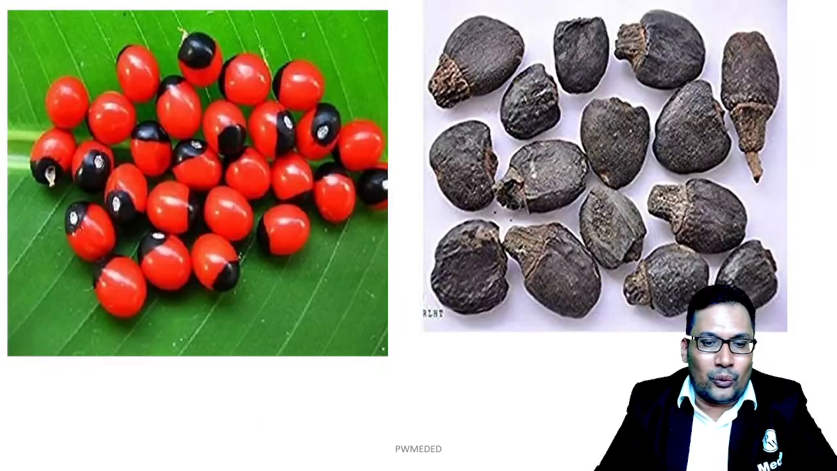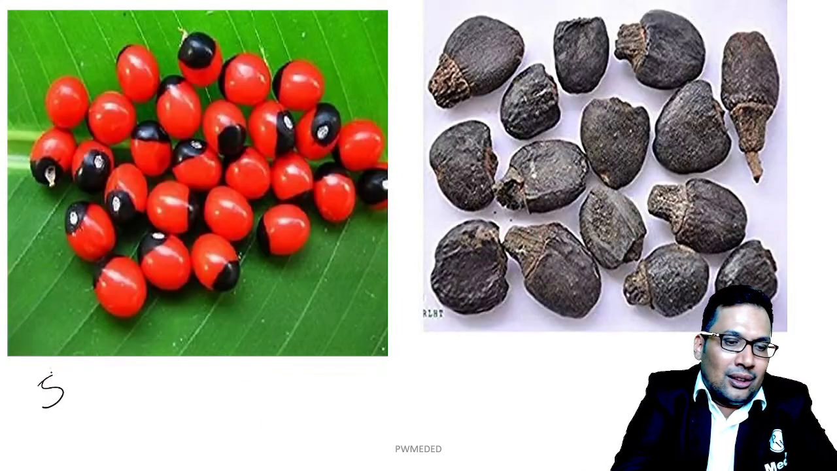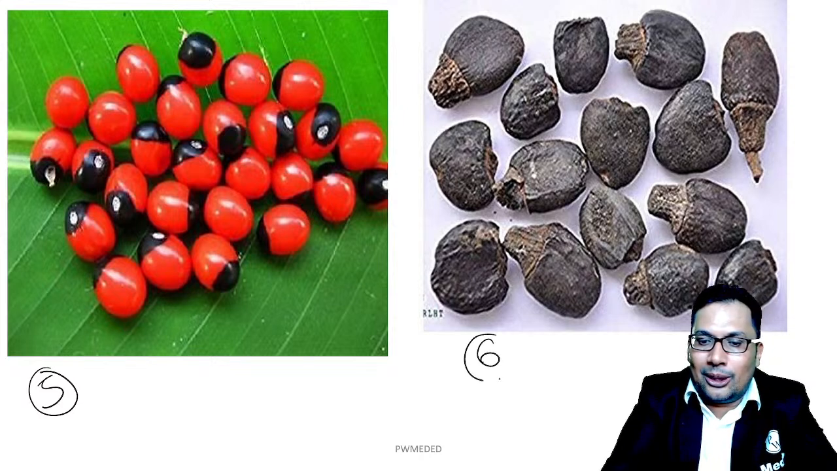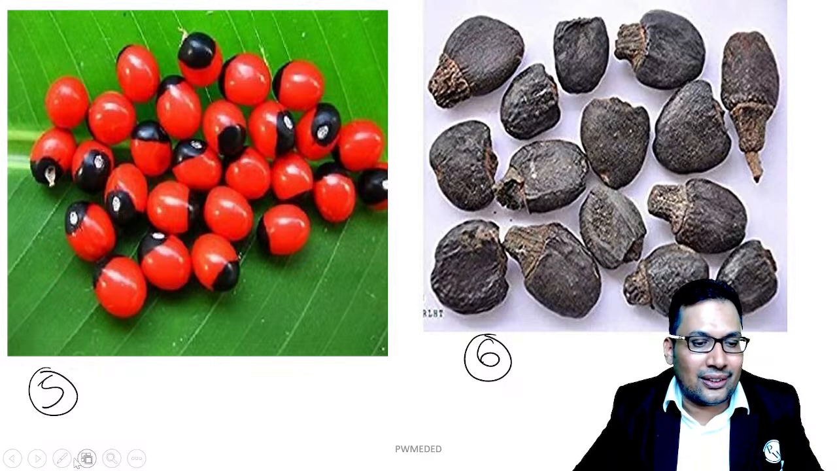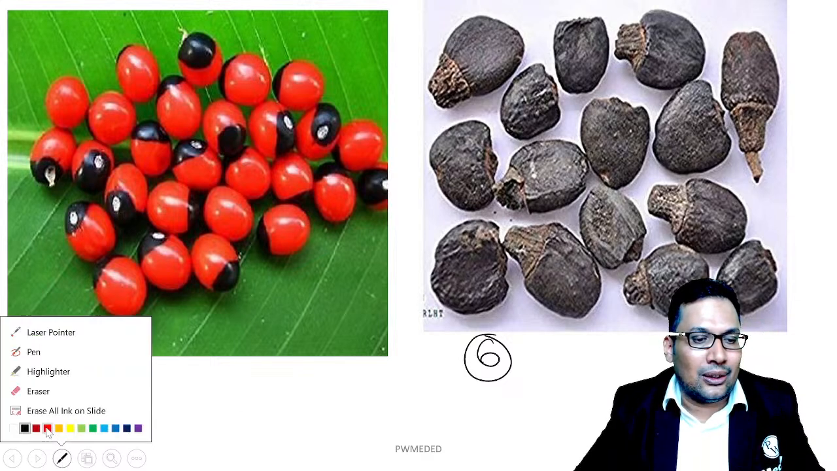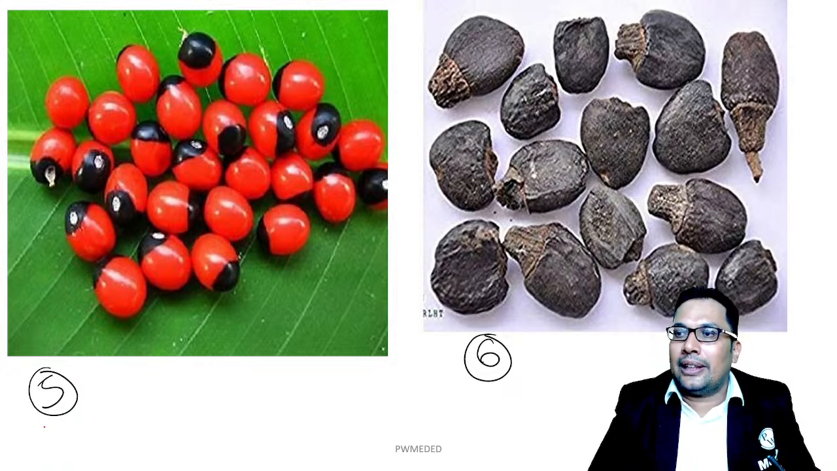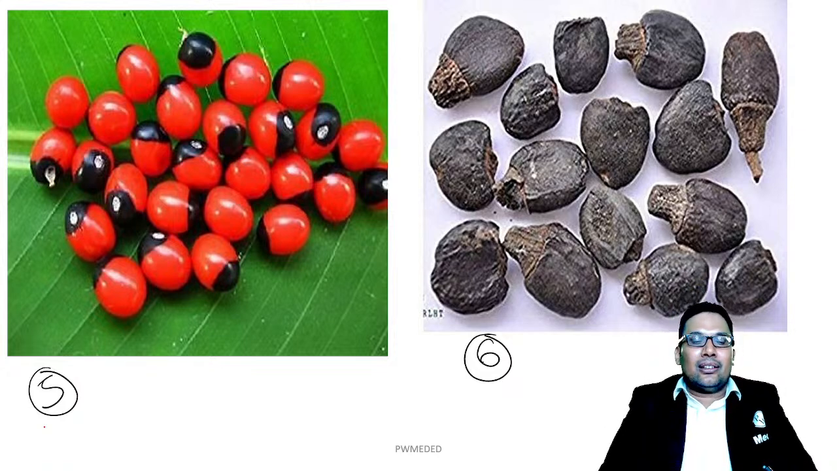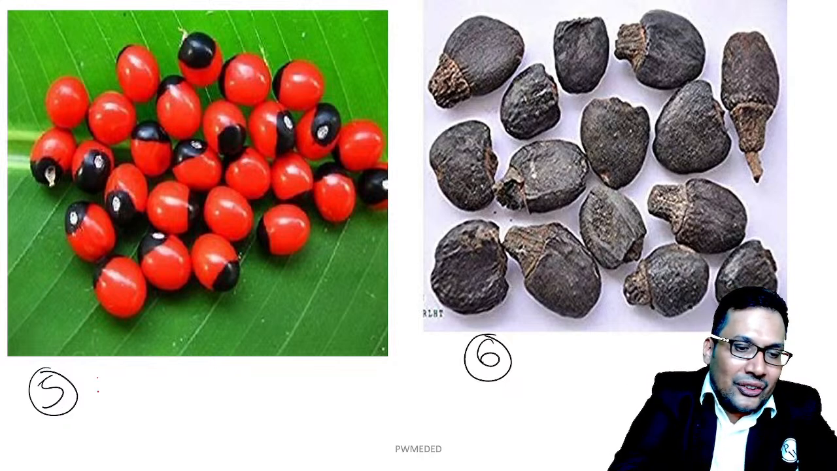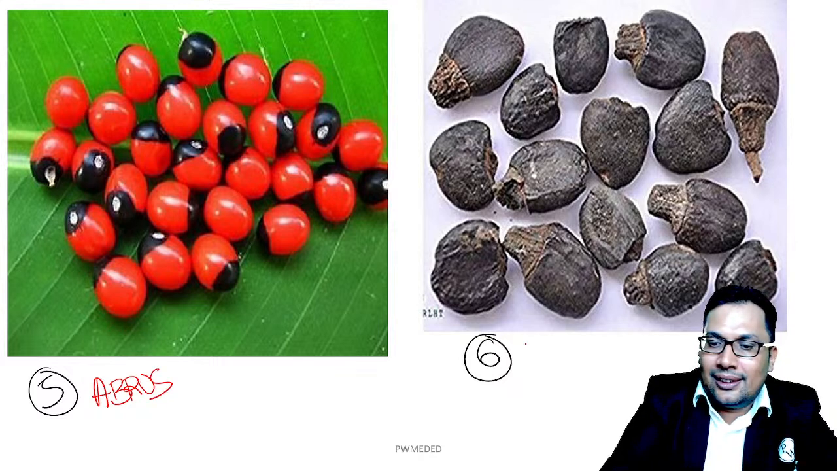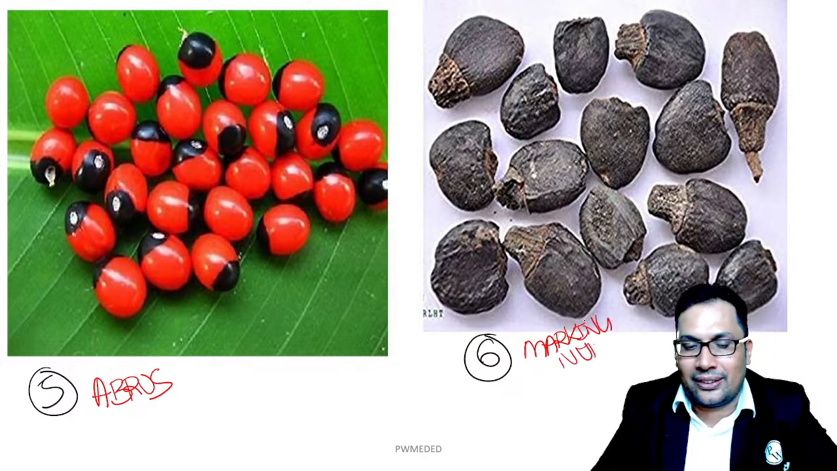Okay, dog button. So next, look at this. So this was the fourth one. Now this is the fifth one, fifth one and sixth one. Come on. Yes, loganin. Loganin it is. L for loganin. So this is Abrus precatorius. This is the marking nut. Marking nut we discussed already, I won't discuss much about this.